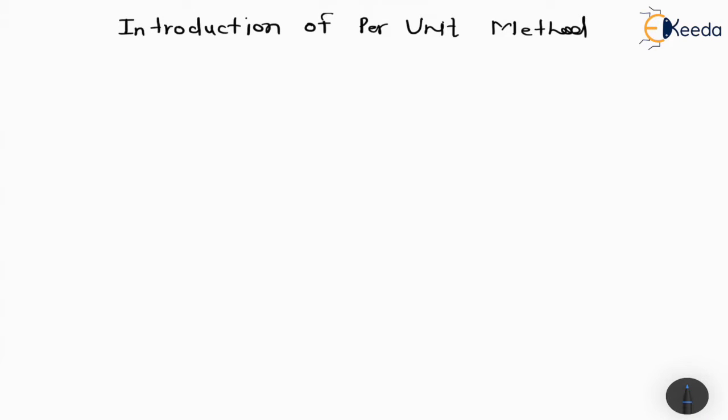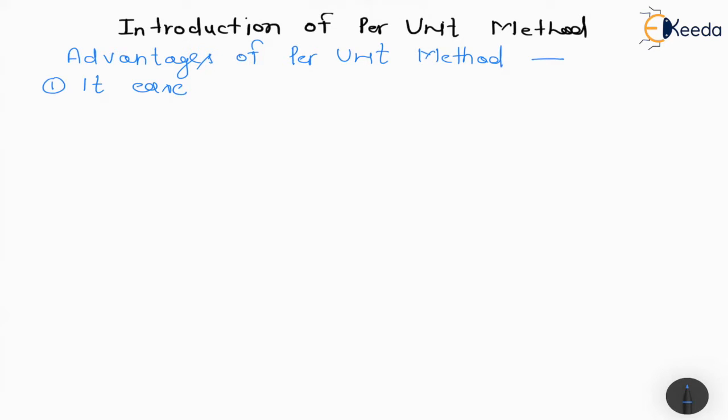Now we are going to study the advantages of the per unit method. The first advantage is that it simplifies the calculation. If we use the per unit method, then the whole calculation becomes easier. Second, the most important point from an interview point of view.